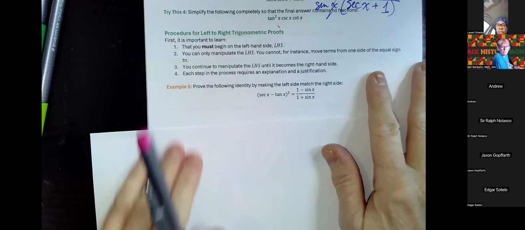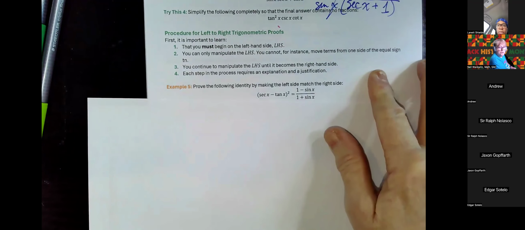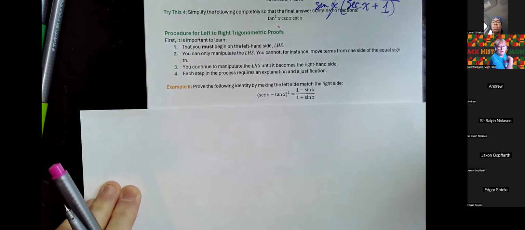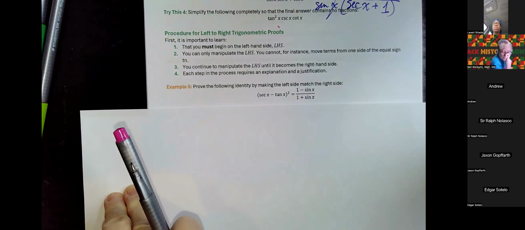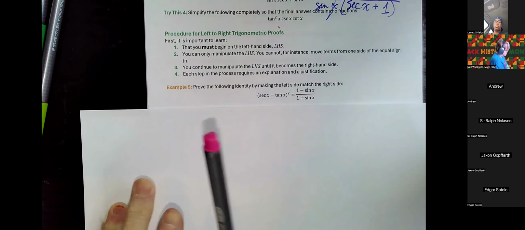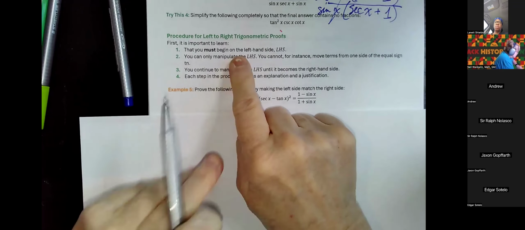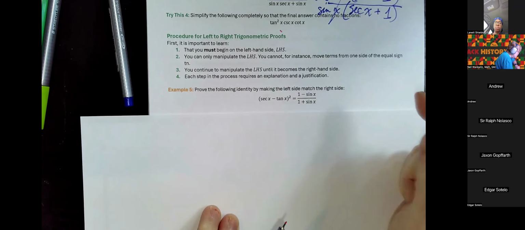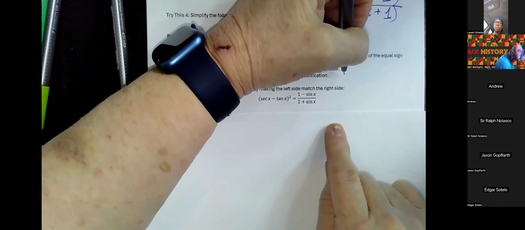Because the next step is actually proving things. So there's a procedure, and you have to follow this procedure in ALEKS, but actually I'm probably not going to have us do proofs in ALEKS. It's just not a happy experience. So left-hand side, LHS. Right-hand side, RHS.